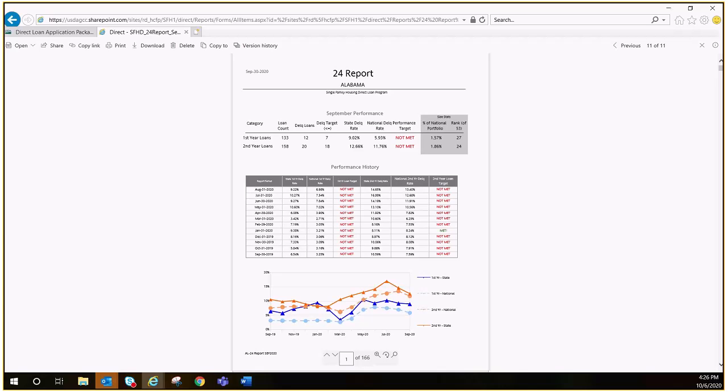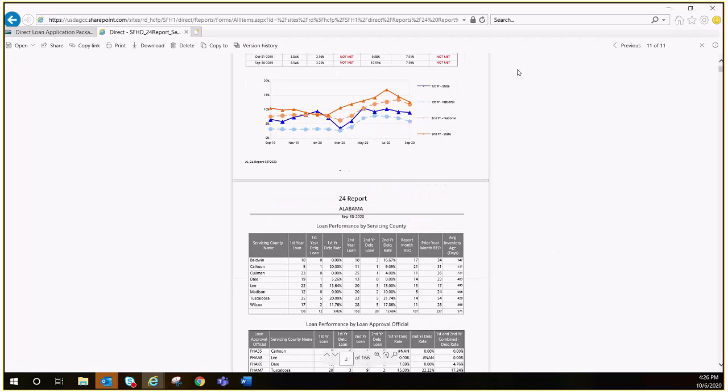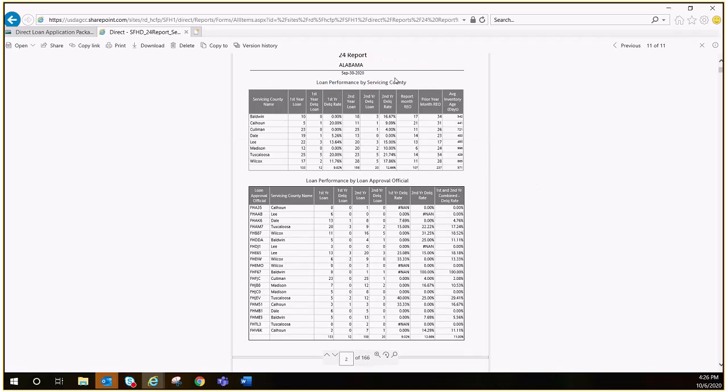The report period performance history is outlined here, so you can go back for the last year and look at whether you've met those goals or not. And then that same information is charted here in this analysis. If you scroll down a little bit further, you can then look at loan performance by the servicing county, which is basically the office that's set up. So you've got the listing of how many first year loans, how many of those are delinquent, and the delinquency rate.